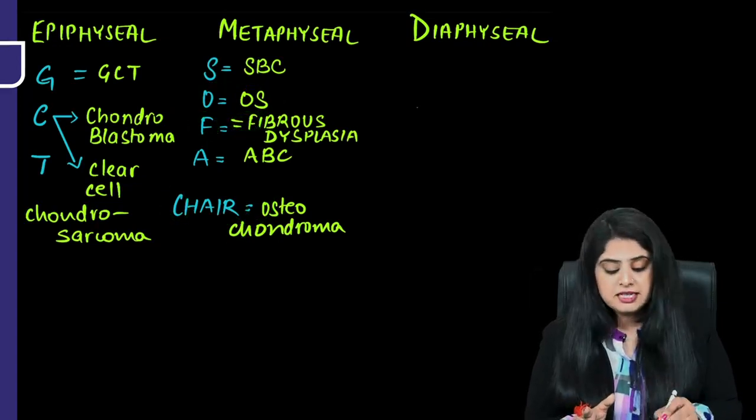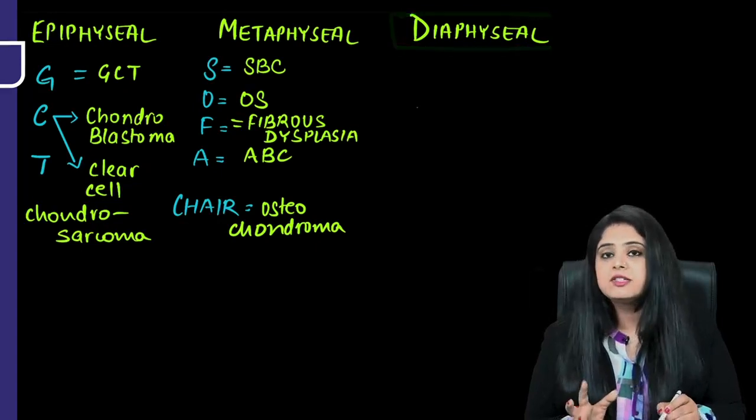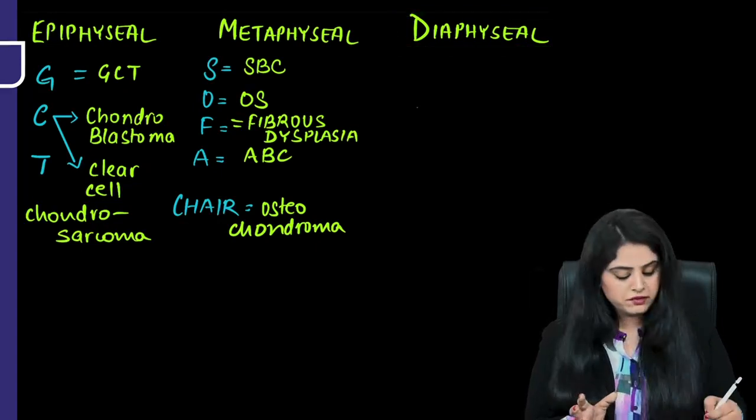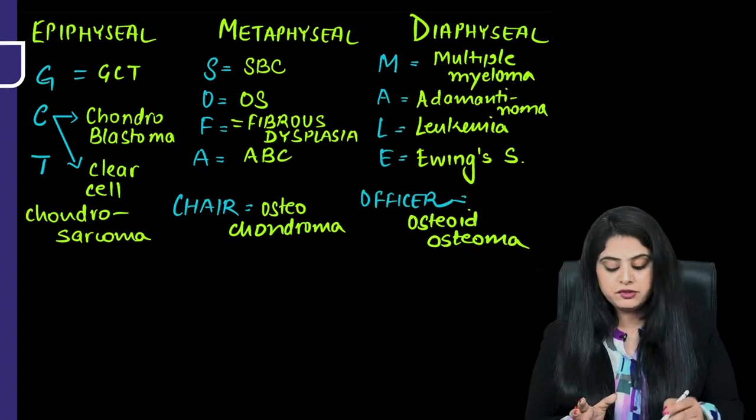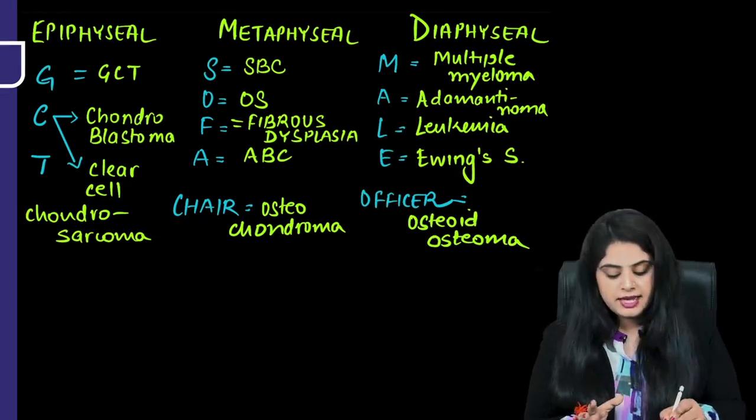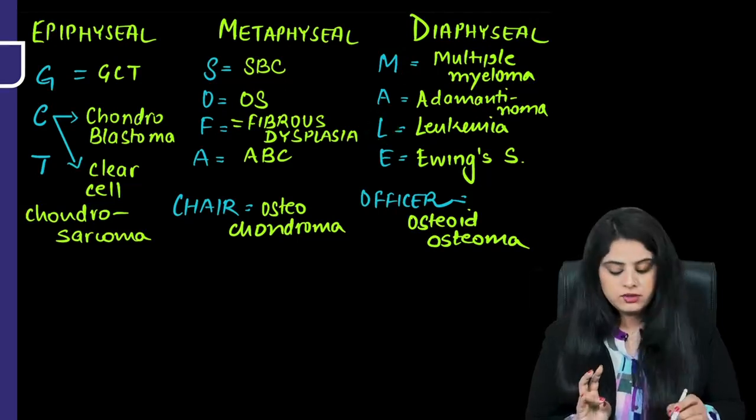Coming to diaphyseal. How do we learn diaphyseal? Diaphyseal sounds like dad. So dad is a male officer. Of course, dad is going to be a male officer. So a lot of hemat tumors come here. M says there is multiple myeloma and L says there is leukemia. So multiple myeloma and leukemia done.